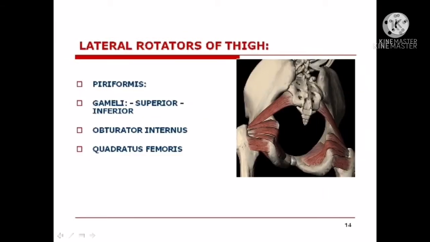Now the lateral rotators of the thigh. In the diagram, in order from above downward, first is the piriformis, second is the gemellus superior, the third is the obturator internus, the fourth is the gemellus inferior, and the fifth is the quadratus femoris muscle.